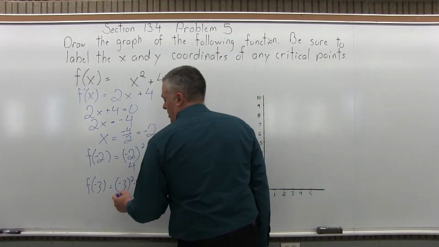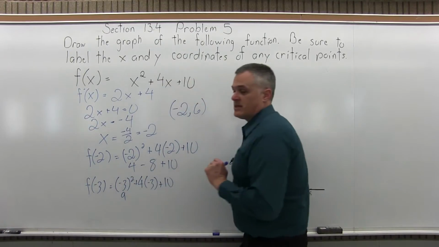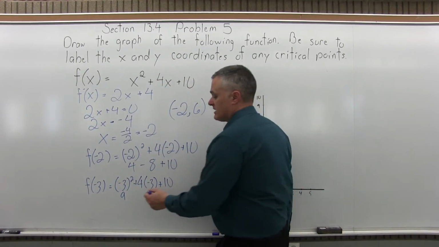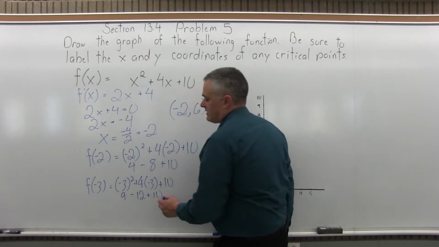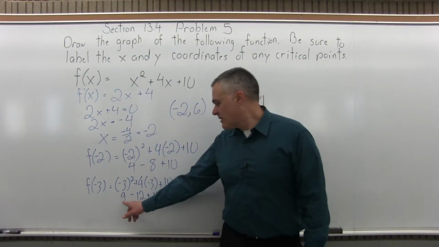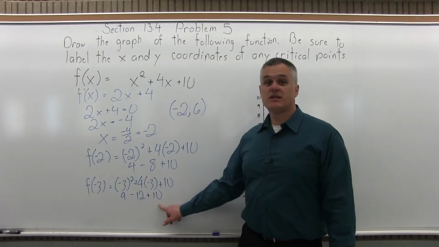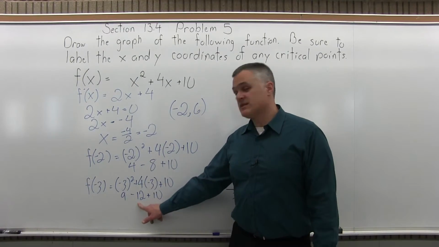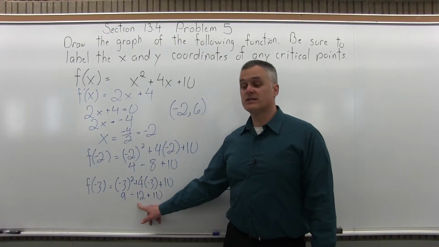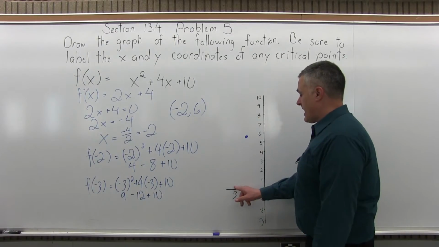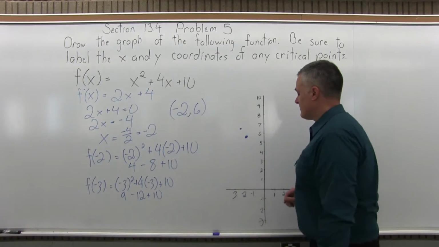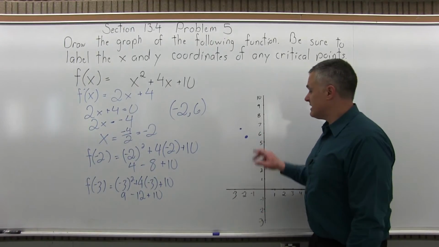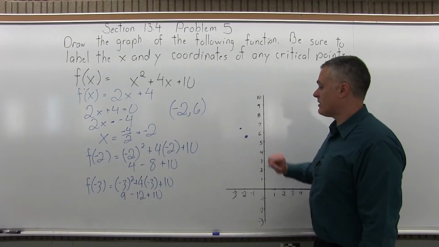Negative 3 squared is positive 9, right? Negative 3 times negative 3 is positive 9. 4 times negative 3 is negative 12. And then plus 10 on the end. If I combine my positives, positive 9, positive 10 is positive 19. Positive 19 and negative 12, I'm going to have positive 7. So if I go back 3, I'm up 7. So plug in a minus 1 and see if the height is above or below my critical point.